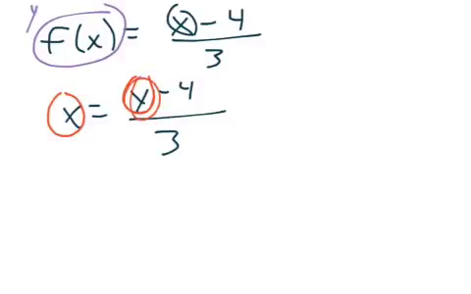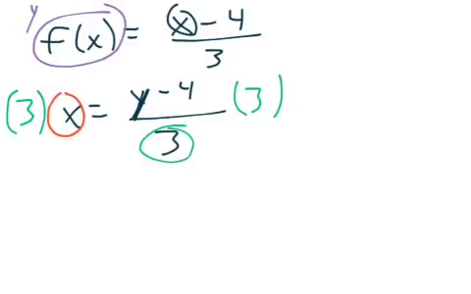Okay, now it's getting a little messy, so let me just clean it up a little bit. So I'm going to solve for that y right there. The first thing I'm going to do is times both sides by 3, because this right there is a divide by 3, and I know 3 divided by 3 is 1, right? So what do I have now? I have 3x equal to y minus 4.